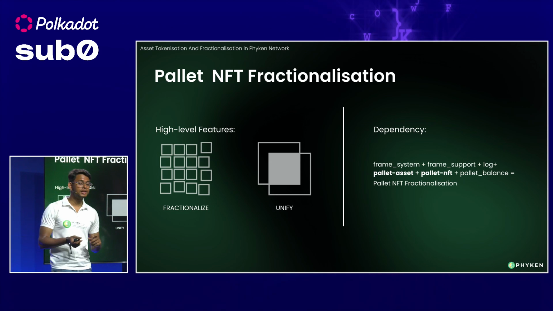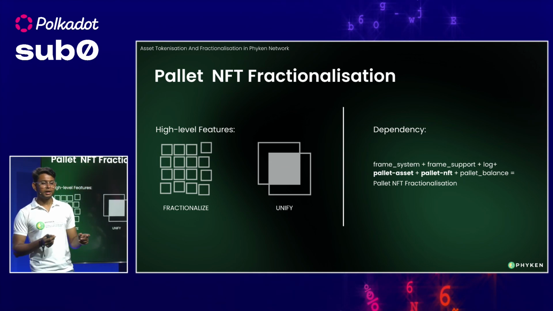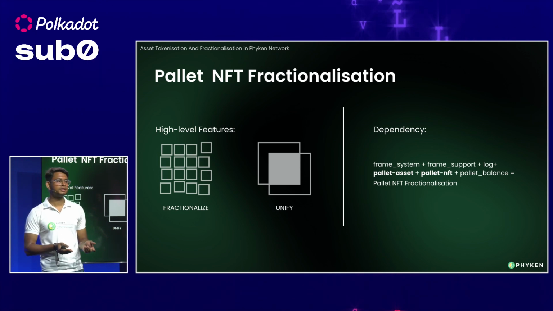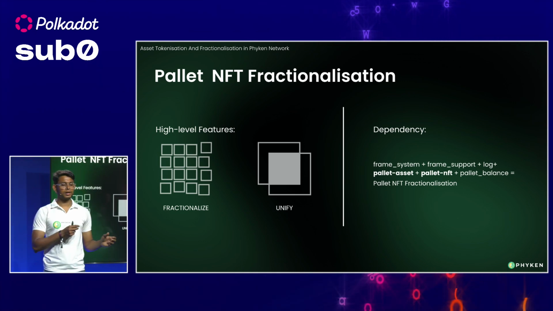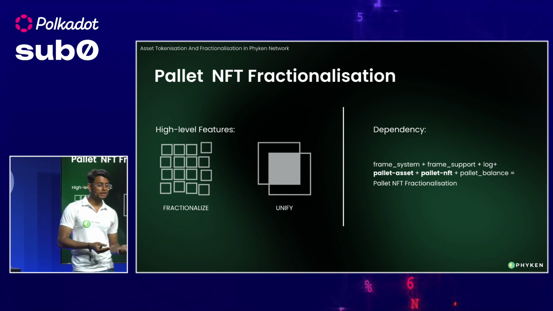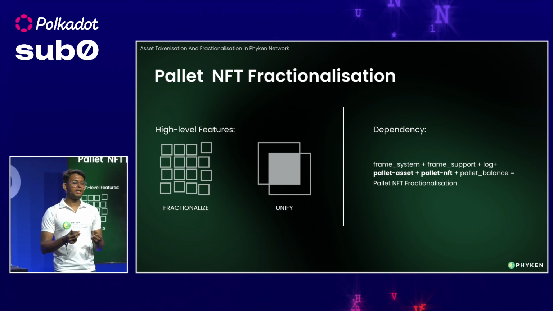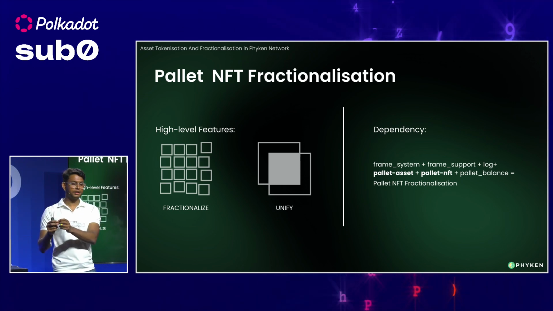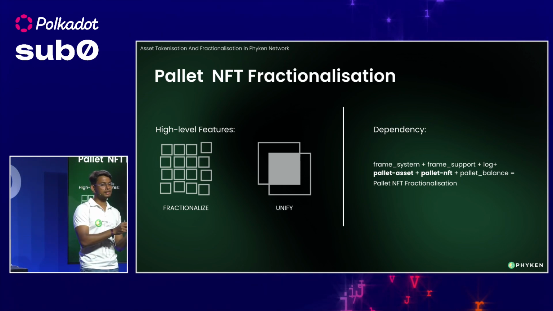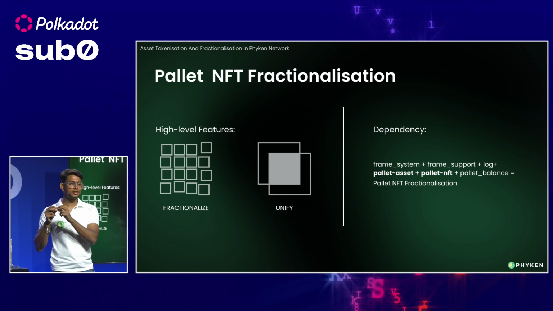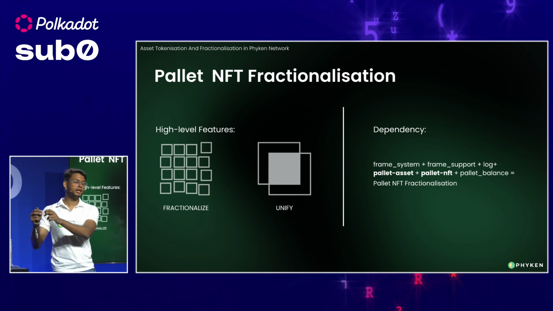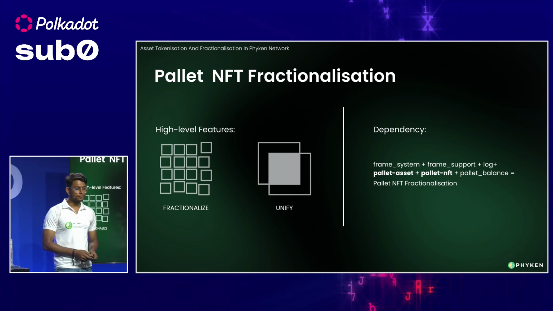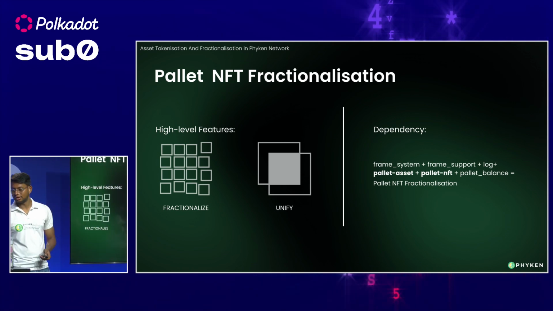So the more interesting part comes in the dependency side, where like you see, Pallet Asset and Pallet-NFT work together on fractionalization. Underlying NFT fractionalization takes the NFT, locks in the NFT, and then mints the equivalent asset. So a non-fungible token is locked in, and then fungible tokens are issued on the network. So that's why we see Pallet Asset as a dependency here.